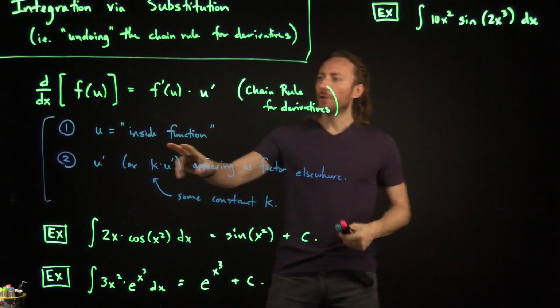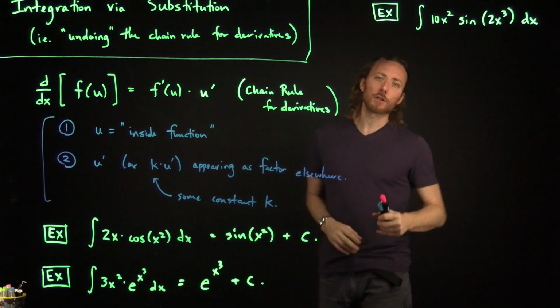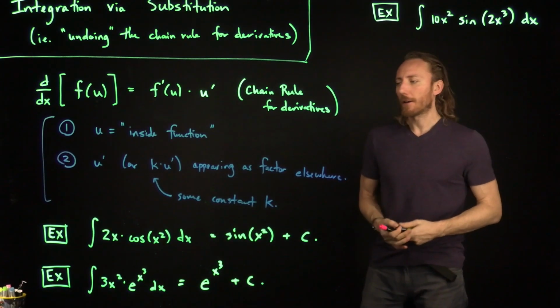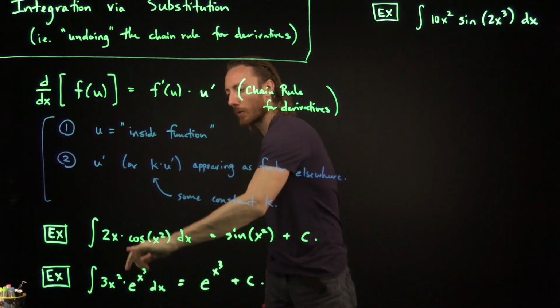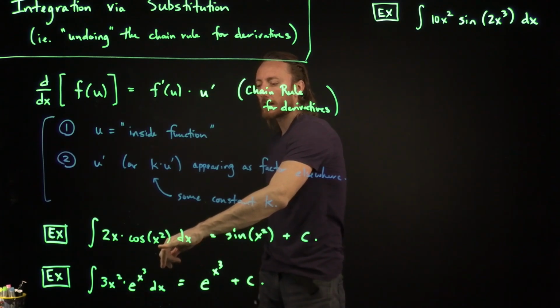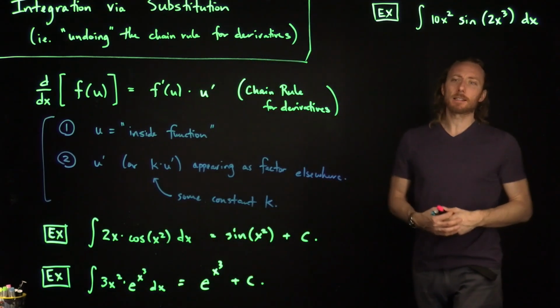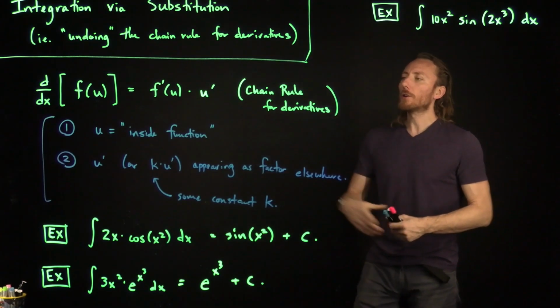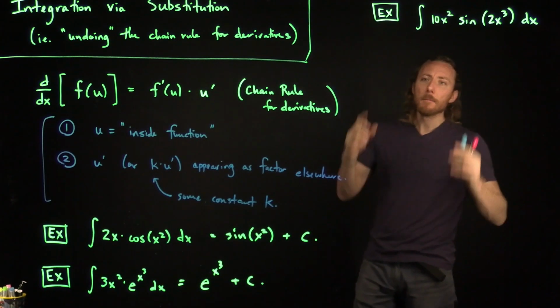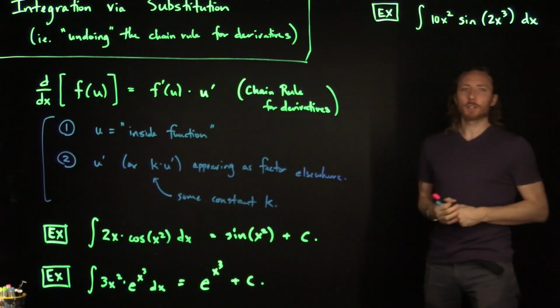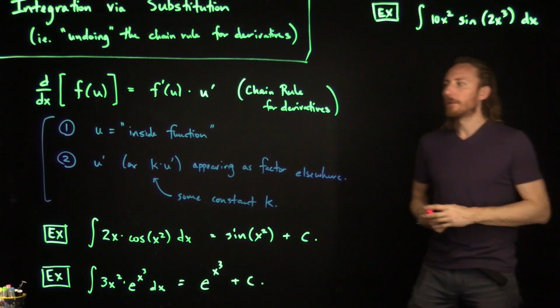So first off, you should be on the lookout for some inside function, some function inside another function. So take the two examples that we worked out previously. The x squared is a function inside the cosine function, and the x cubed is a function inside the exponential function. So noticing an inside function is the first thing, and you almost want to think of that inside function as u in your head. You're not wrong for doing so.